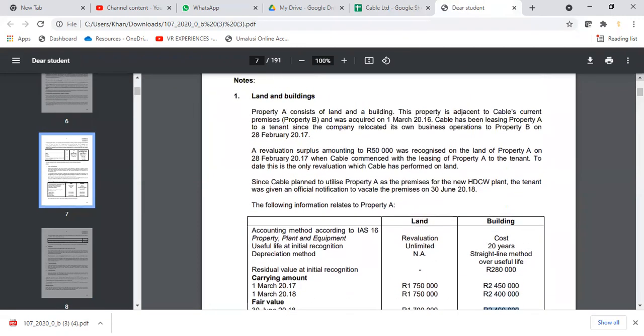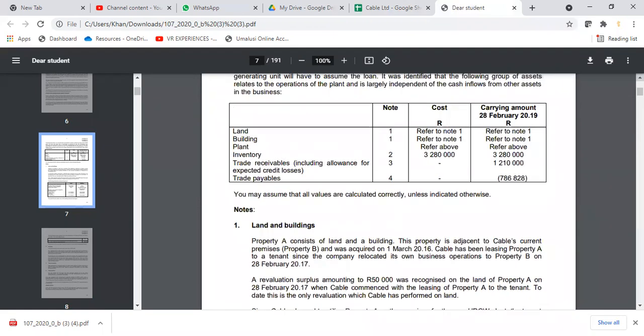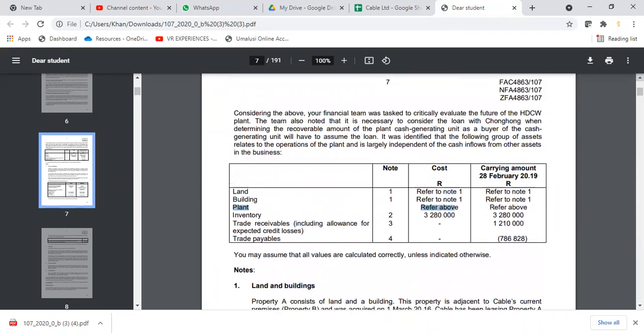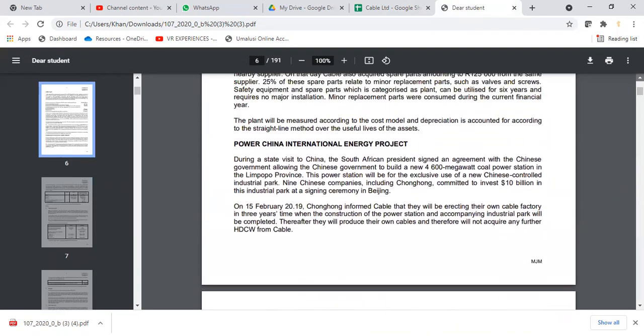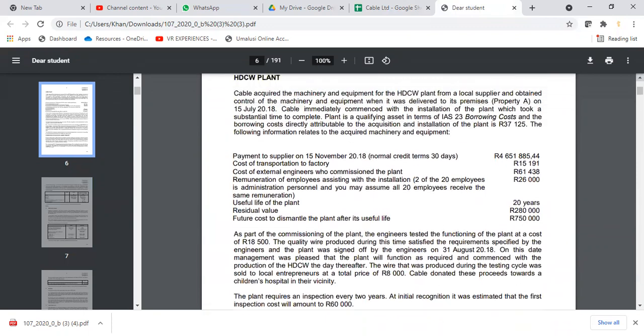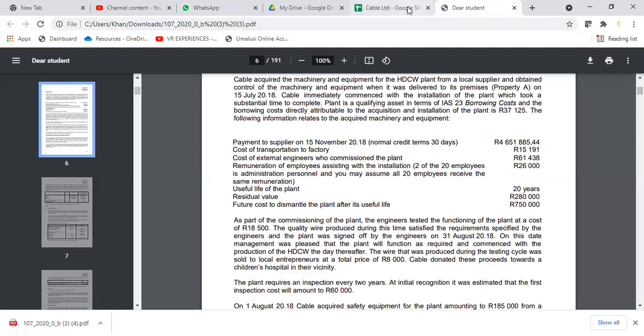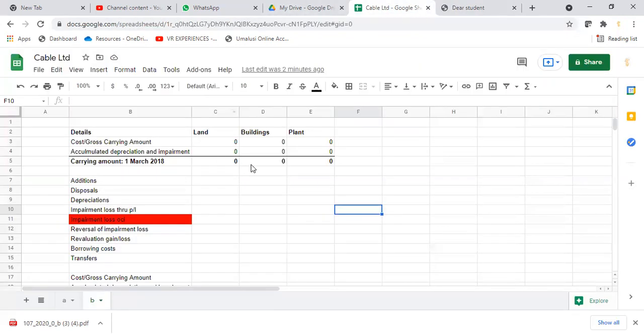So before we continue, now we have the opening balances. So what I want you to do, and I'm going to give you about 10 minutes from now till 25 past 8, is look at the plant, the cost price. They say refer above. Remember, refer above was that table with all the costs. Let me just go see quickly where that was. Yeah, so under HDCW plant, read that and try to determine the cost price for me. Because remember, the cost price is going to be our addition.